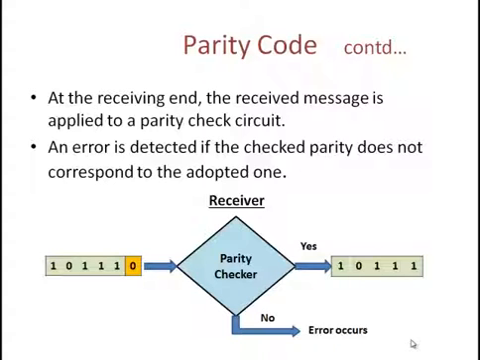Parity code can only detect odd combination of errors like 1, 3, 5. It can't detect even combination of errors. Till now it was all about how to detect an error. Now let us consider error correction codes.